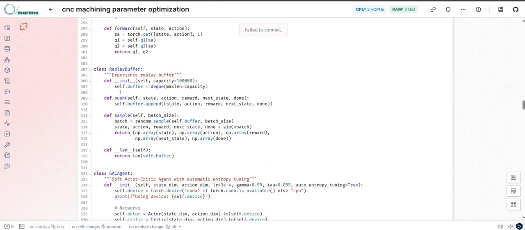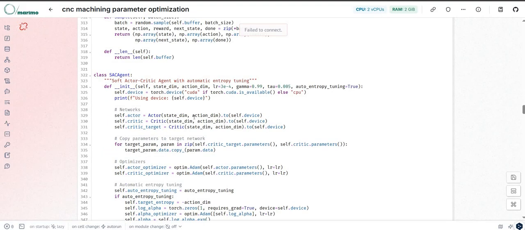And we have the replay buffer. This is the memory module that stores past experiences. Each entry contains a state, the action taken, the reward received, the next state, and a flag for whether the episode ended. And the buffer has a maximum size of 100,000 transitions. We can sample random mini batches from it for training, which breaks the correlation between sequential steps and stabilizes learning.